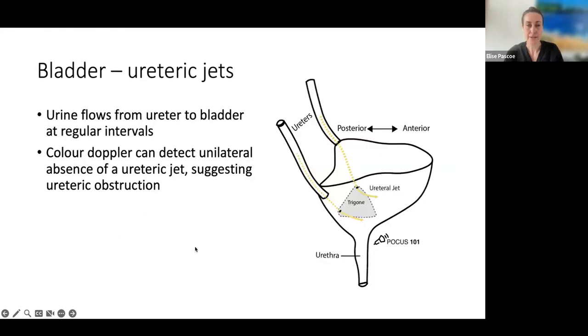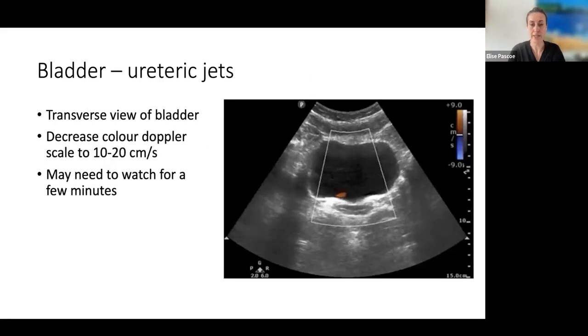The next thing we can look for in the bladder is the ureteric jets. Urine flows from the ureter into the bladder at fairly regular intervals. It can be quite frequently, but it can take a couple of minutes for each ureter to produce urine. You can use colour Doppler to detect the unilateral absence of a ureteric jet, which would suggest ureteric obstruction. And we do that by looking at the bladder in the transverse view. You decrease the colour Doppler scale to 10 to 20 centimetres a second and sit nice and still and watch. And so a ureteric jet looks like this little red flash here coming out from this right side on this patient.